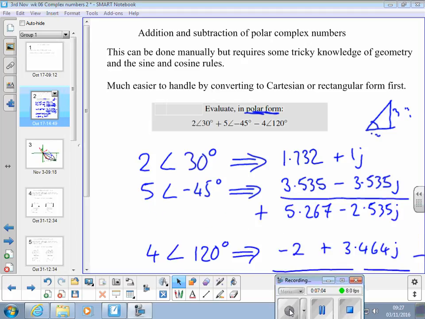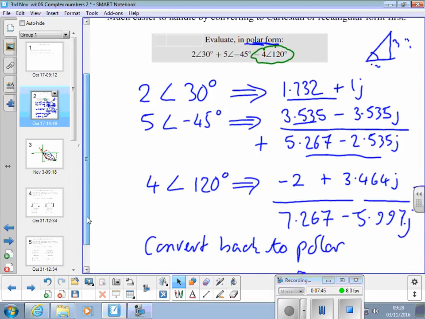I'll summarise for the video. What's needed here is to convert the first two vectors to rectangular using your calculator. Add them two together to get a result. Convert the 4 angle 120 and then take it away. You need to be careful with this minus 4 because it gives a math error on the calculator if you try to do that conversion directly. So what we need to do is take away the vector 4 angle 120. I've learned something this morning, because I didn't know the calculator did that.